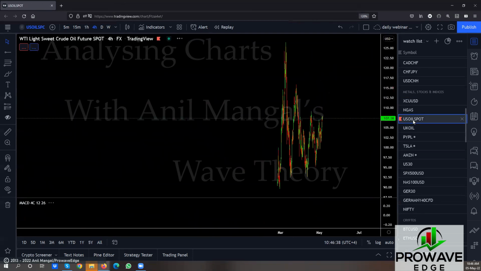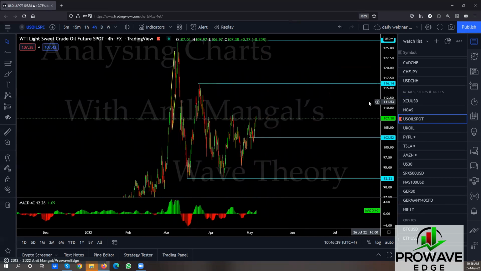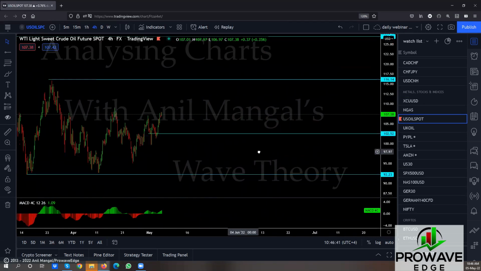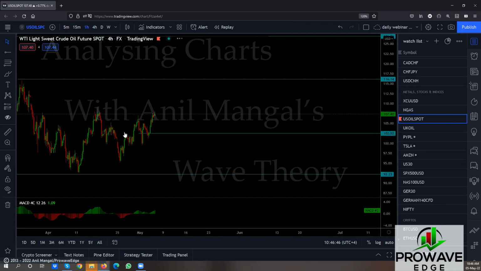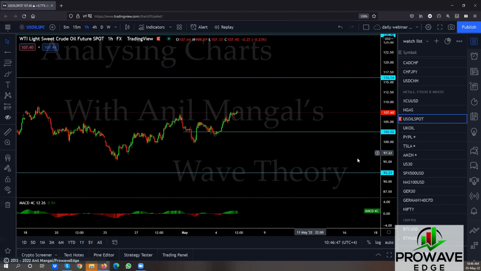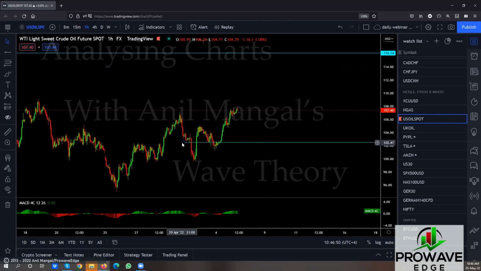Let's go. Oil. Okay, so we're still stuck in the middle of nowhere. This trade already closed. This was the sell that already closed. That closed a long time ago. And you could have actually got a buy.